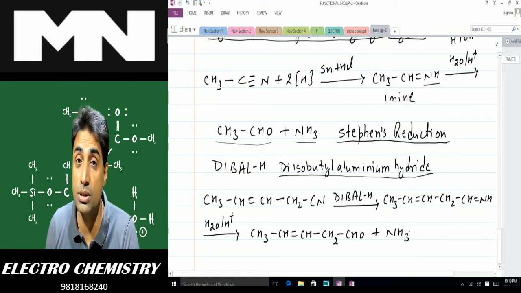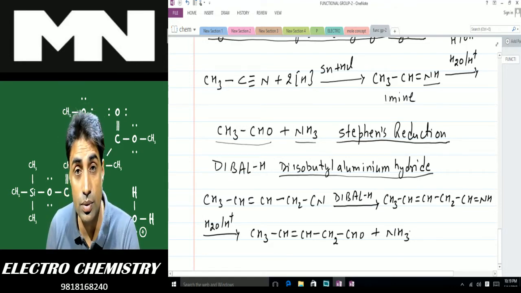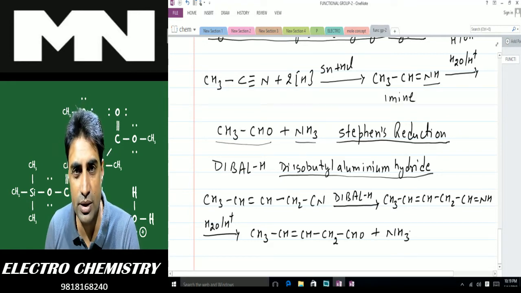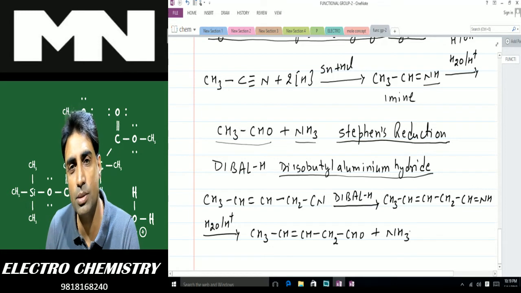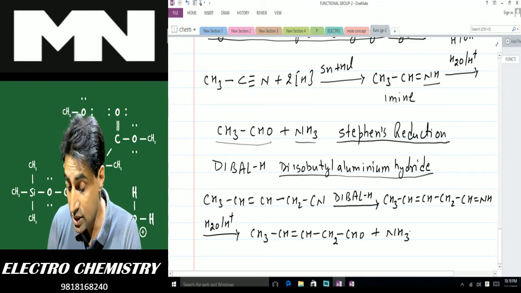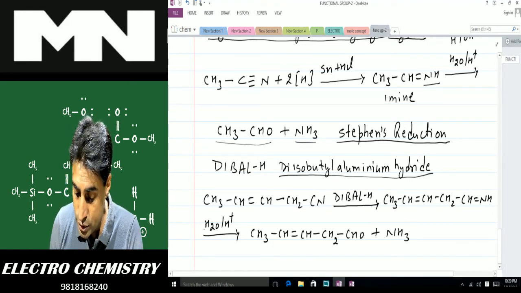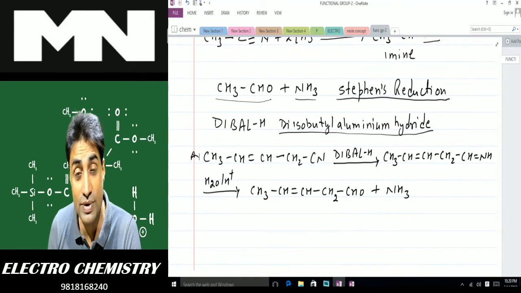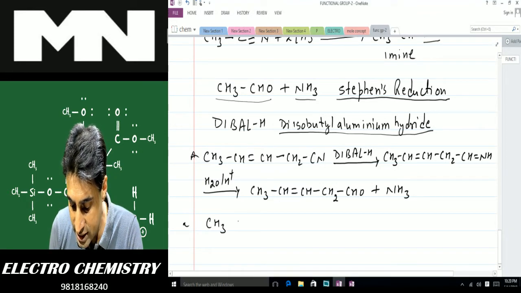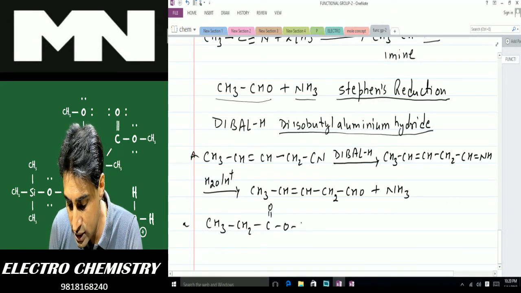So you can see that DIBAL-H selectively reduces the cyanide group. It does not reduce the multiple bond. So the multiple bond will not undergo reduction by this. Had it been some other reducing agent like hydrogen in the presence of nickel or platinum or cobalt, mercury, then the double bond would also have undergone reduction. But in this case, only the cyanide part will undergo reduction. DIBAL-H is not only used in the reduction of cyanides, but it is also used in the reduction of esters to aldehyde and ketone. Suppose I got a compound like CH3, CH2, CO, OCH3.